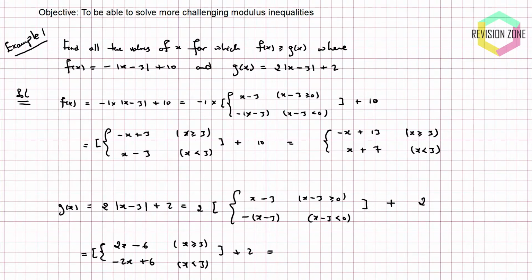Now adding that 2 to the entire modulus function, we just add it to each branch. So I'm going to end up with 2x minus 6 add 2, which is minus 4, and that's all true for x being bigger than or equal to 3. And then I'm going to have minus 2x, and then 6 add 2 gives me 8, and that's all true for x being less than 3. So we've worked out the description for f and the description for g in their branches. Let's make a bit more room and continue with this problem.